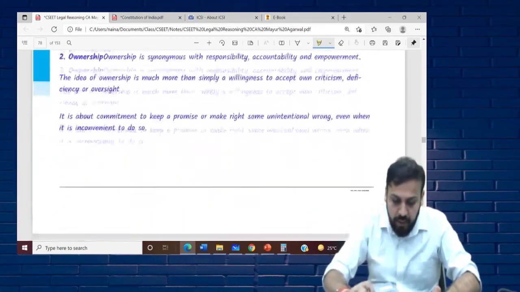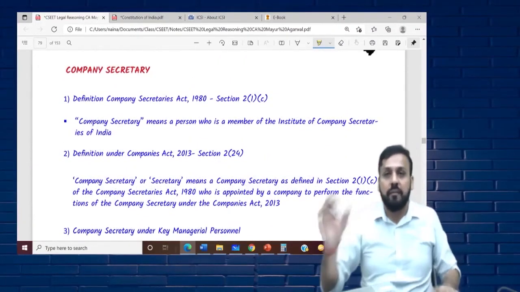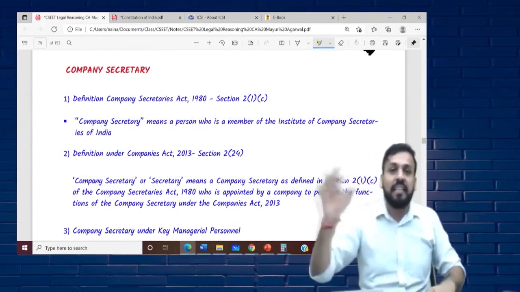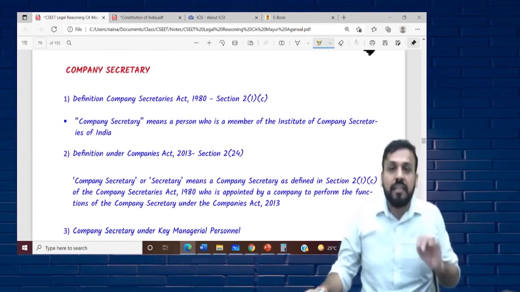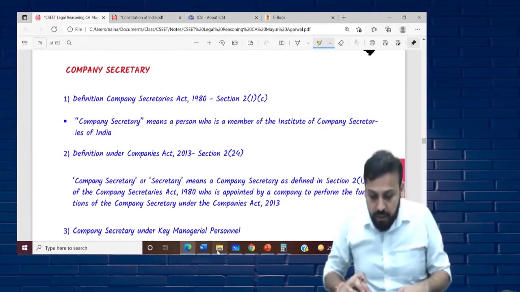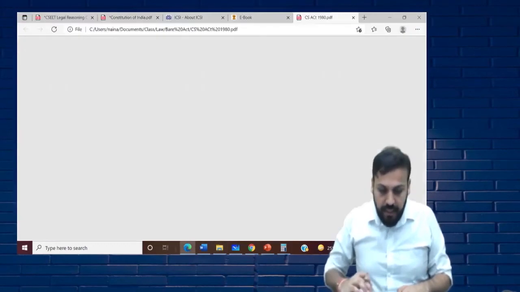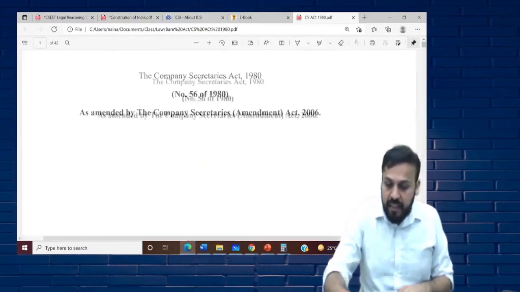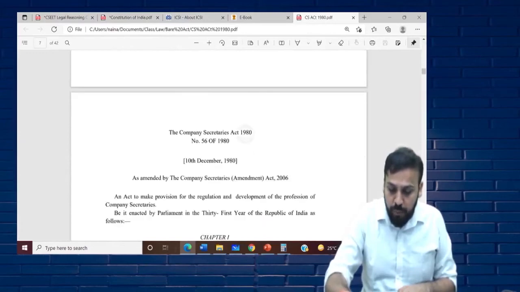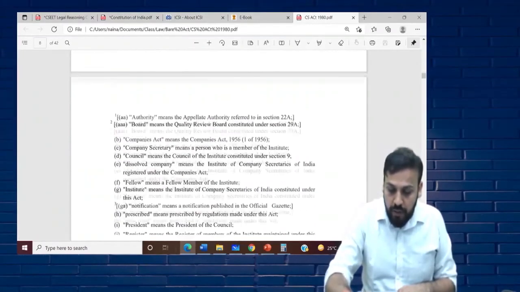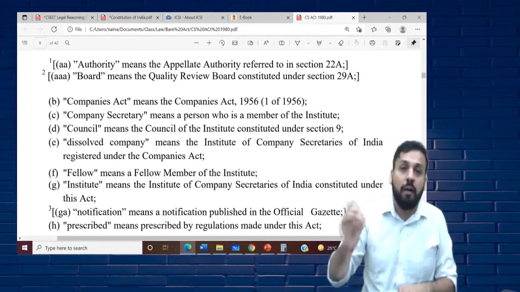Very, very clear. So with this, what is CS? Company secretary is defined under the Company Secretaries Act, and is defined under the Companies Act. Let us see the Company Secretaries Act, section 2 subsection 1 sub clause C. CS Act 1980. Under the Company Secretaries Act, do you see this? If I am going to section number 2, clause 1, C. Who is CS? Those who are members of ICSI are allowed to be called CS.